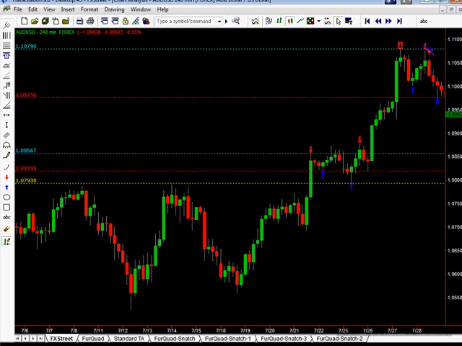So there's the first pullback after the failure to make a new high. There's the failure to make a new high, lower swing high. And there's the pullback after the failure to make a new high on this upward movement. So this isn't a new pattern, folks. This is probably older than the hills as far as trading is concerned.